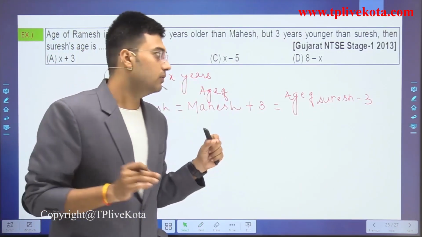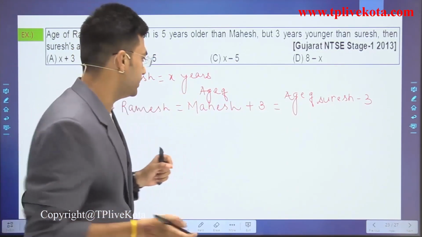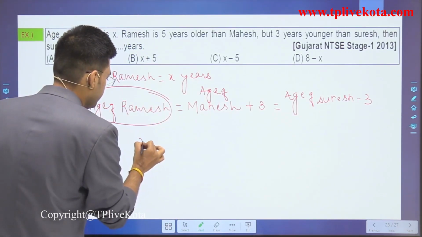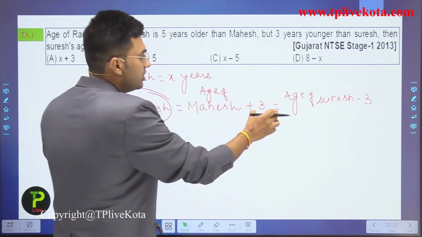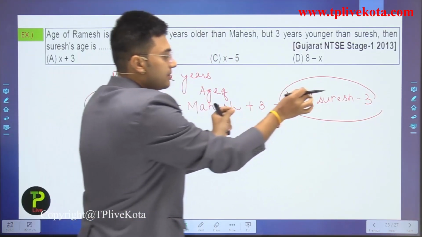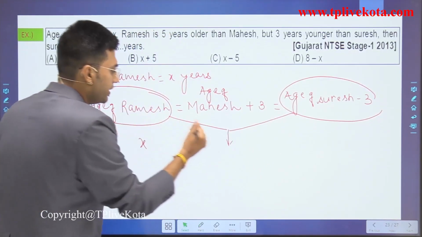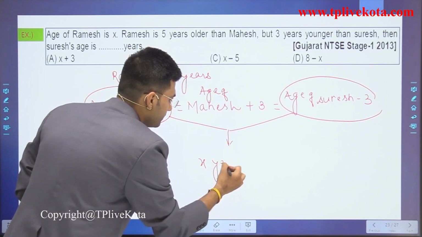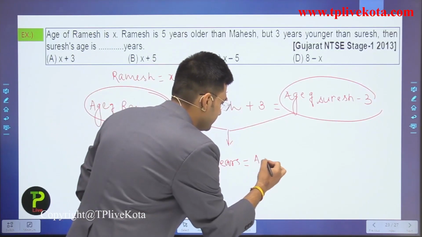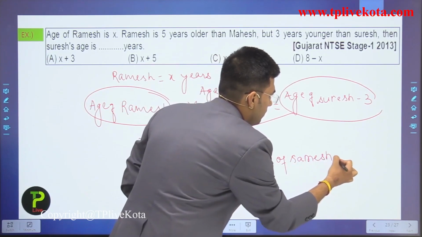Clear? Now find Suresh's age. We have to find the age of Suresh. So now the age of Ramesh is what? The age of Ramesh is x. If these three relations are true, then we can compare the age of Ramesh and this point. So let's compare these 2 points. The age of Ramesh is what? It is x years, and it is equal to the age of Suresh minus 3.